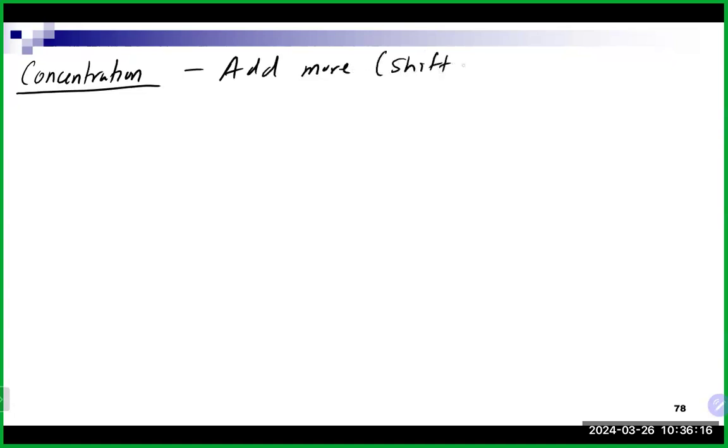So concentration, you can, as I mentioned, do one of two things. You could add more. And when we add more, typically what will happen is it will shift away from the side that we added more to.